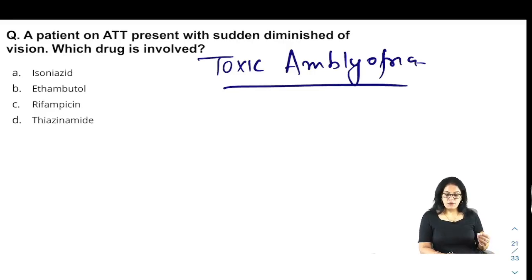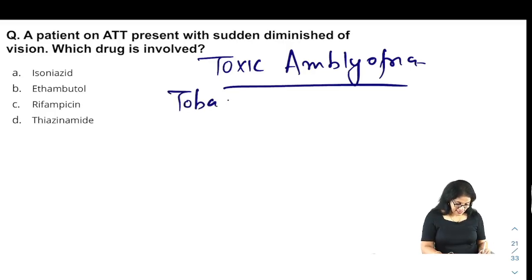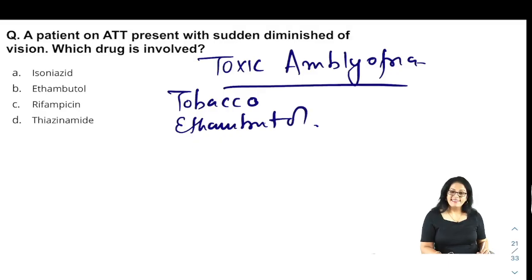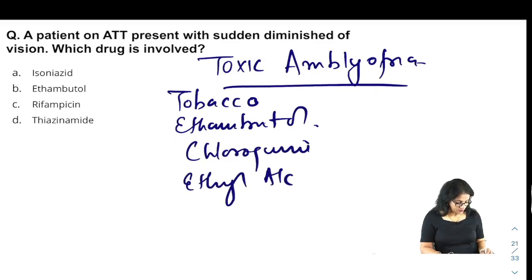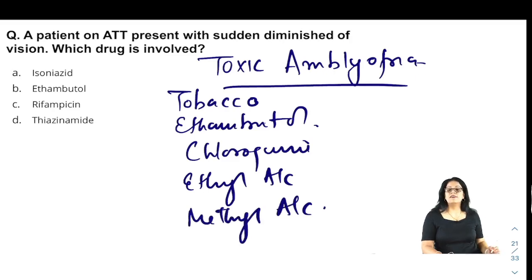What are the drugs involved? Of course, it is ethambutol. Anything else you want to learn with me? Yes, tobacco. Ethambutol is the ATT drug, which is most important to learn. Then chloroquine, right? Anything else? Yes, ethyl alcohol, methyl alcohol. All these drugs will affect the optic nerve and can lead to optic neuritis, right? So neuropathy.